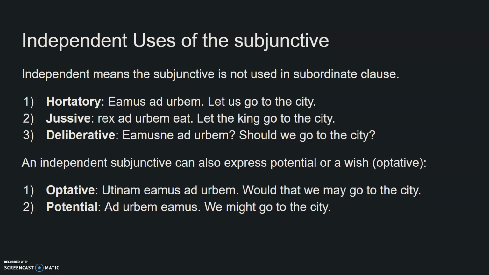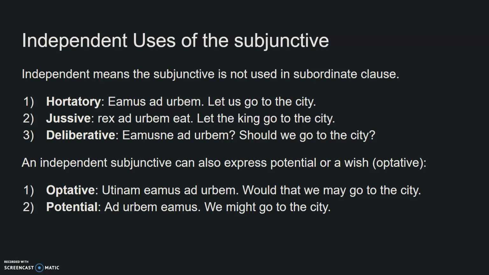A couple different kinds. First, there's hortatory subjunctives. Remember that hortor means to encourage or exhort. So hortatory is an act of encouragement or exhortation. Good example, one that I always learned and memorized, is eamus ad urbem. Let us go to the city. Right? We call it hortatory when it occurs in the first person plural because it's an encouragement that we are giving to each other. Eamus ad urbem. Let us go to the city.